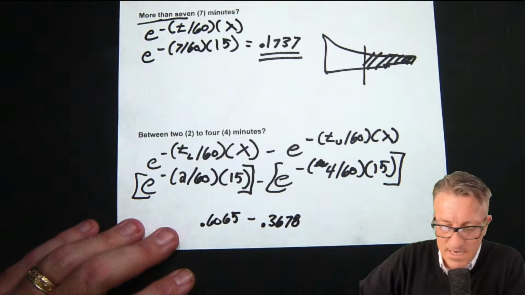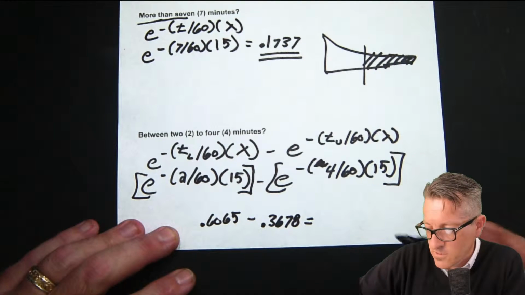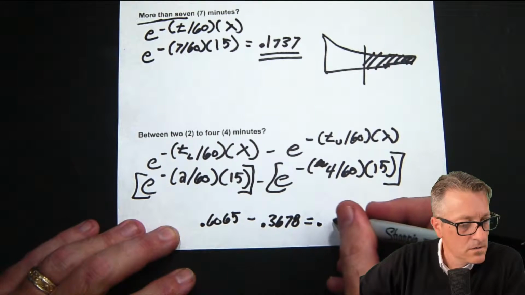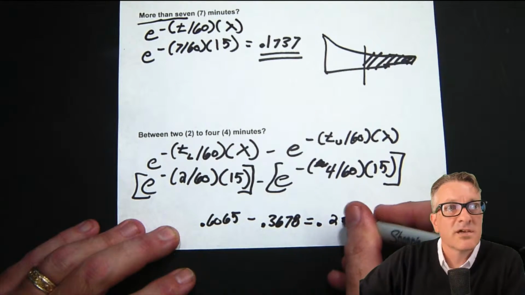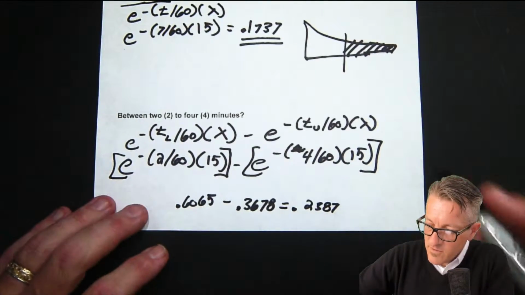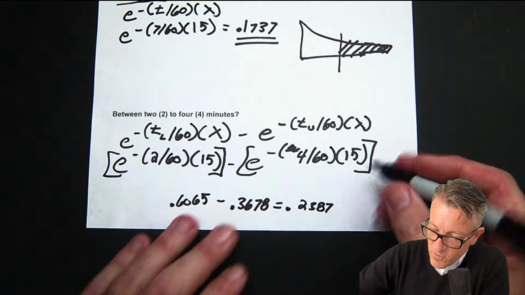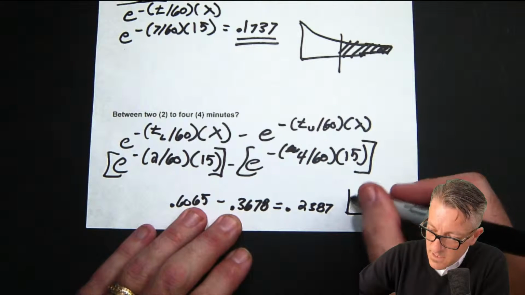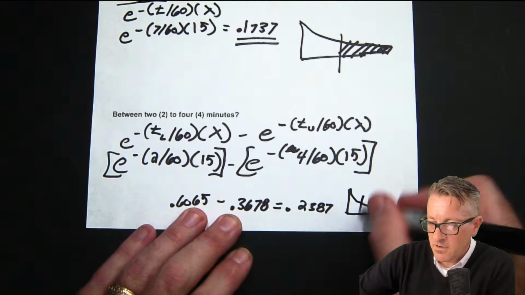So then when we work this out, our answer is 0.2387. Good, I'm still on here. And the part of the distribution we just solved for, really small, is the in-between area.